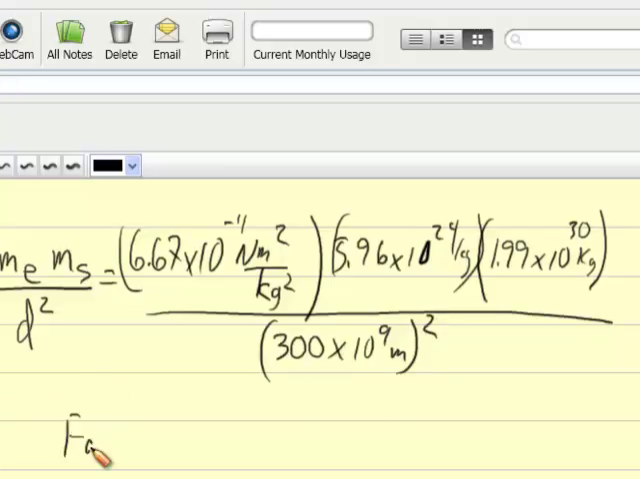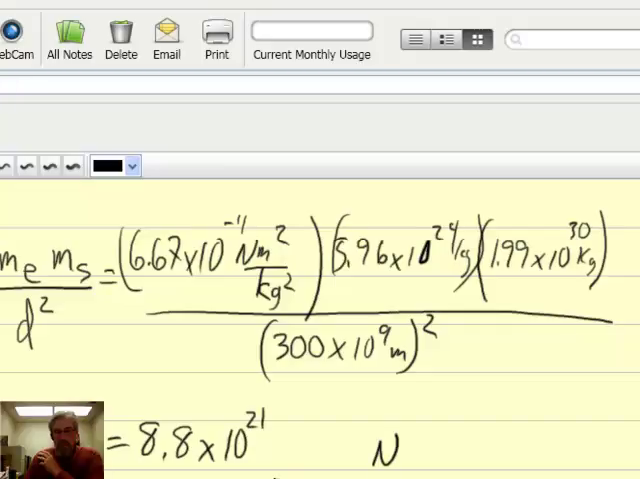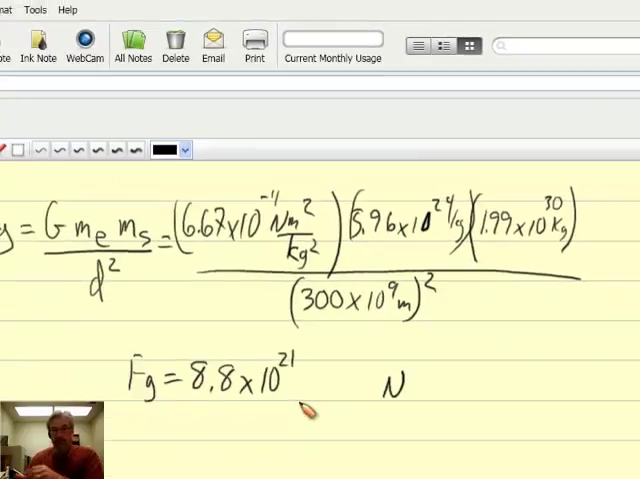The units will work out just like they did for the last example problem to be units of force, which are newtons. When you do the calculation, you find out that this is a much bigger number, 8.8 times 10 to the 21, many orders of magnitude larger than the force between the two guys, Wally and Tony. Well, you'd expect that, and that's what holds our planet in orbit, this giant force.